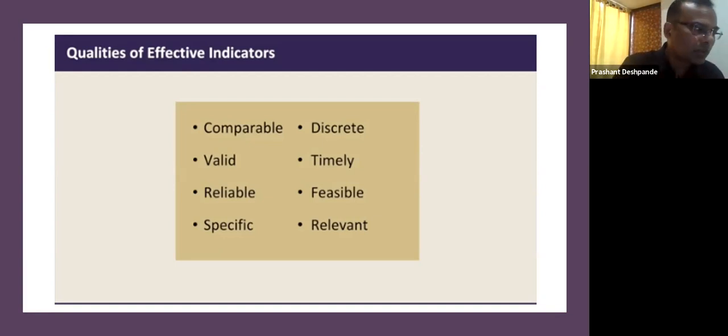And then comes what is reliable. Reliable means if you are measuring an indicator n number of times, repeating the measurement of an indicator using the same tool, same methods, then it should give similar results. Then it should be specific. Specific means, as Santosh said, it should have clear terms. It should not be ambiguous.